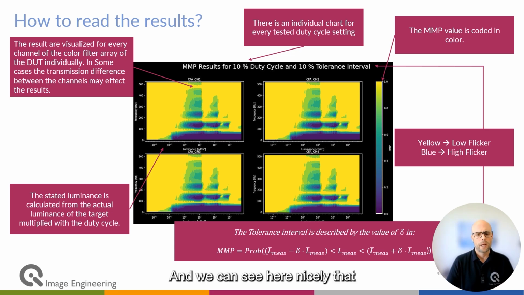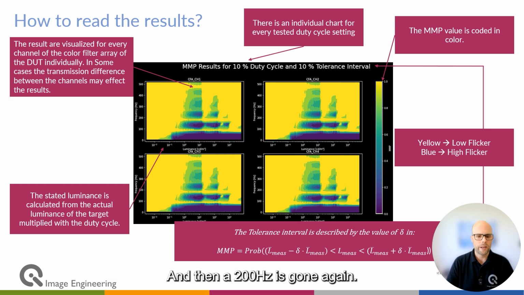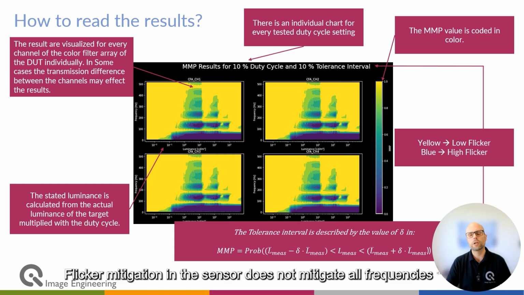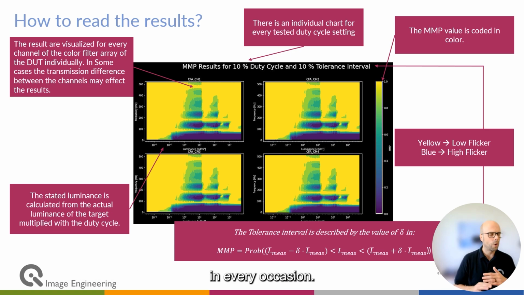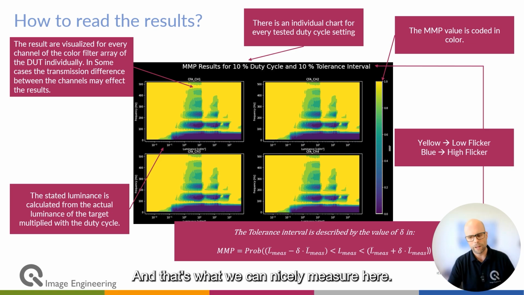We can see nicely in that plot that around 100 Hertz the flicker mitigation does work, there is no flicker. But as soon as we go above, we have regions at certain intensities where we have significant flicker, and then at 200 Hertz it is gone again. And this is a typical thing. Flicker mitigation in the sensor does not mitigate all frequencies in every occasion. It mitigates flicker for certain defined frequencies. And that's what we can nicely measure here.